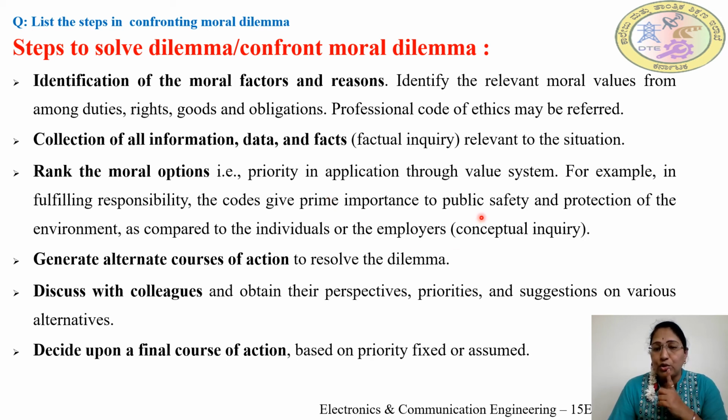Whatever decision you take, there should be no harm to the public and no trouble to safety; we should take decisions in that way. The highest priority should be given to public safety and protection of the environment. There should be no harm to the environment either. Then we can look at our individual and employers' priority. So this is how the priorities are given for giving the solution for a decision.